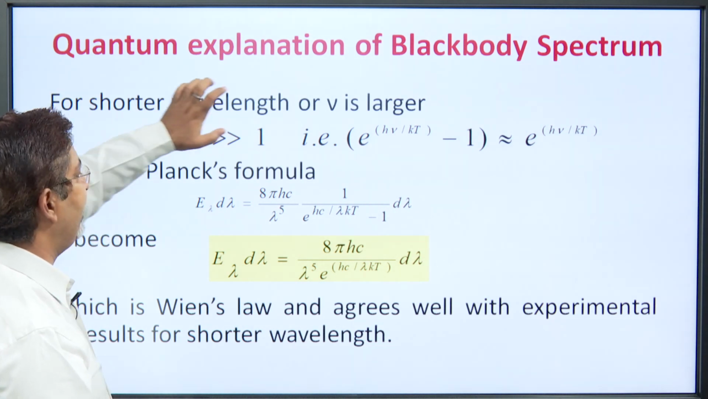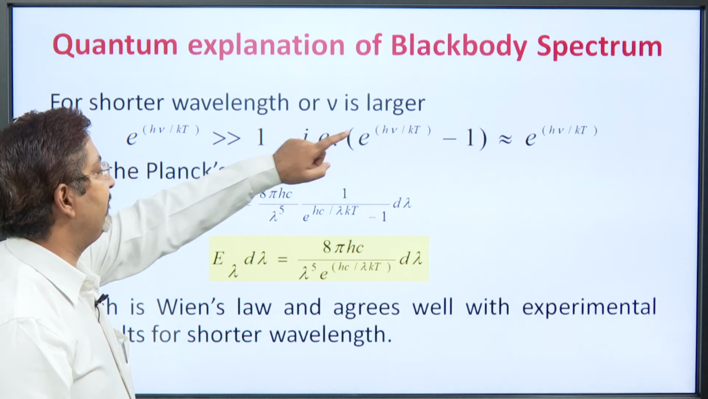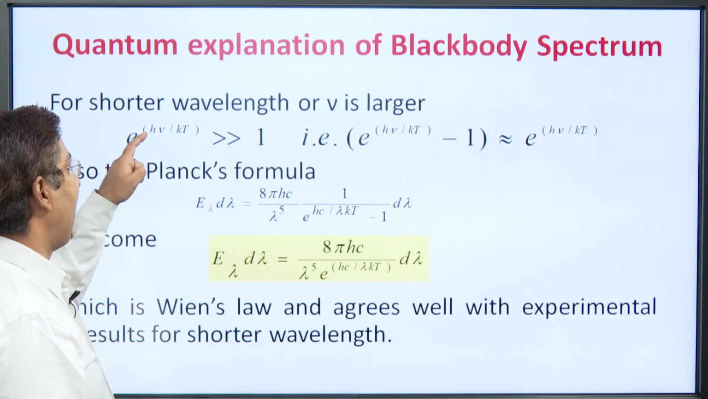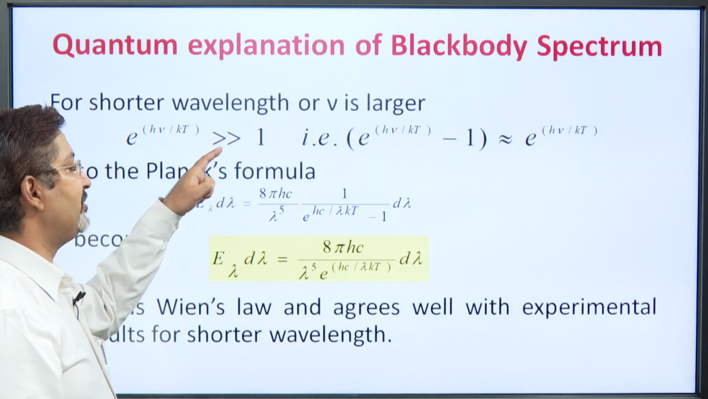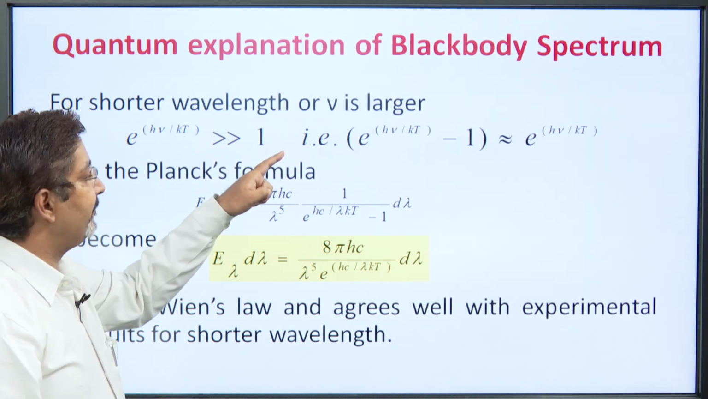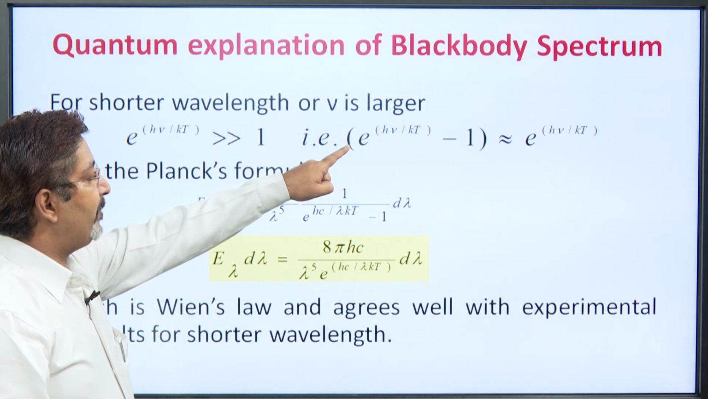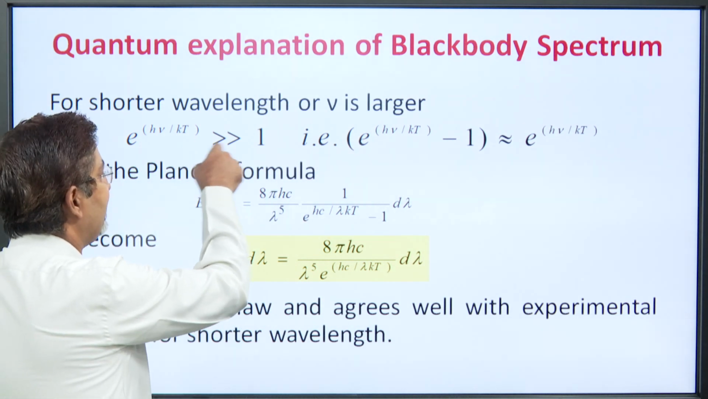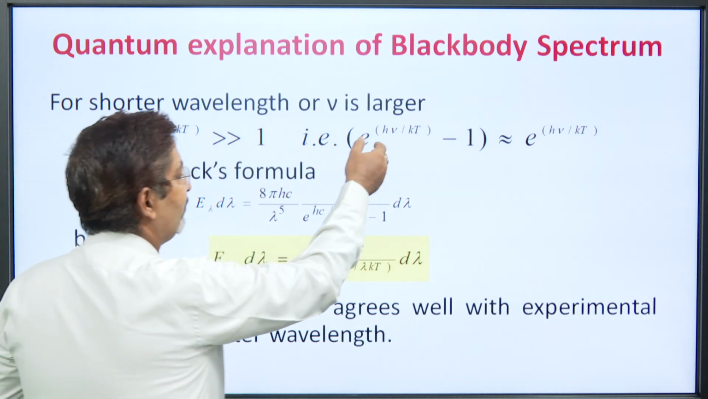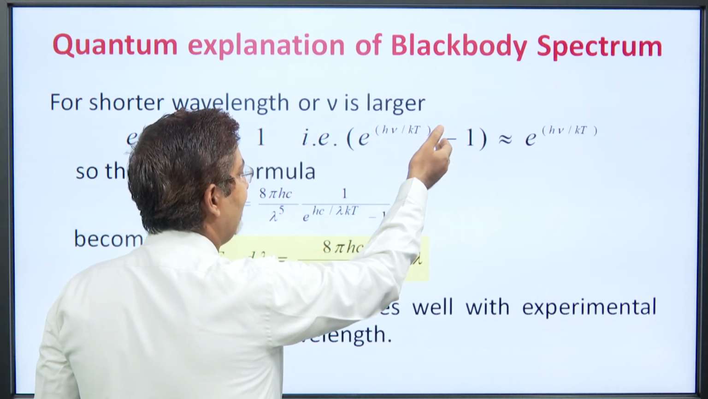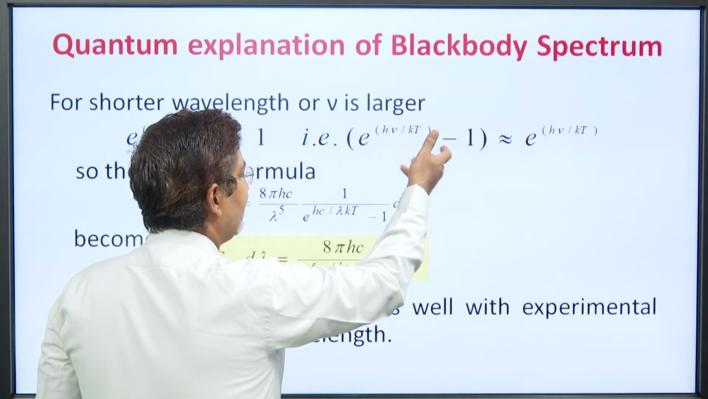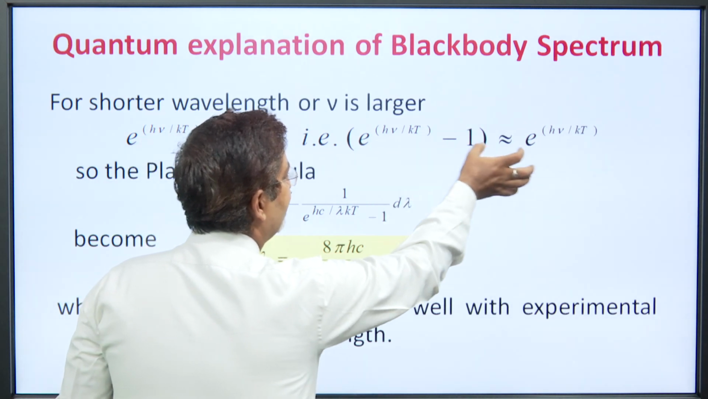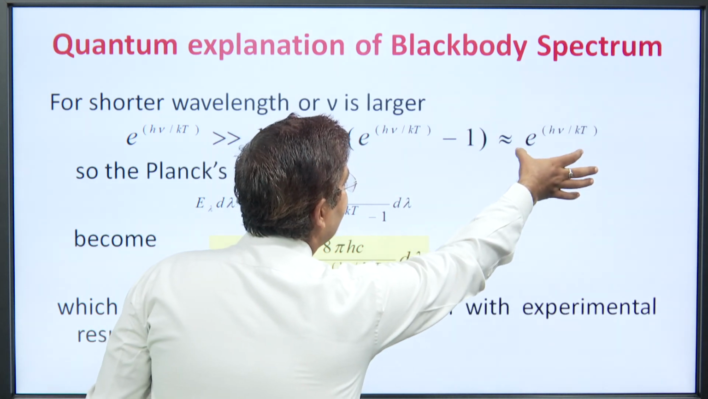For shorter wavelength, nu is larger, and if nu is larger, e to power h nu by k t is very much greater than 1. That is, e to power h nu by k t minus 1. If this value is very much greater than 1, we can ignore the 1. This is 1000 minus 1, that is 999, which is almost equal to 1000. So, we can ignore the minus 1 factor, and so it has the same value as e to power h nu by k t.